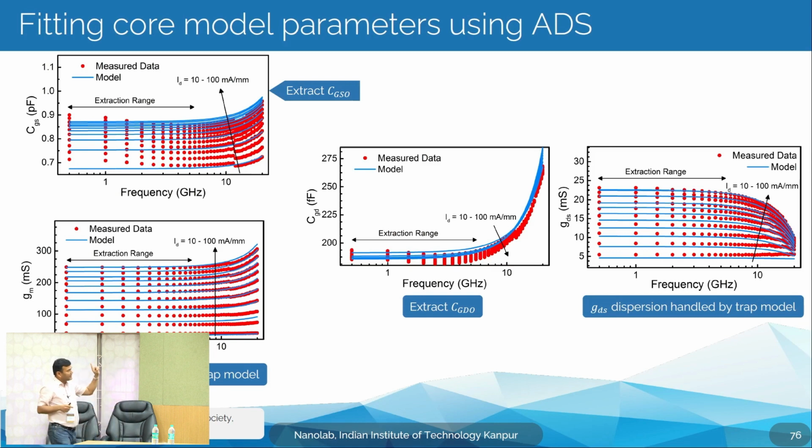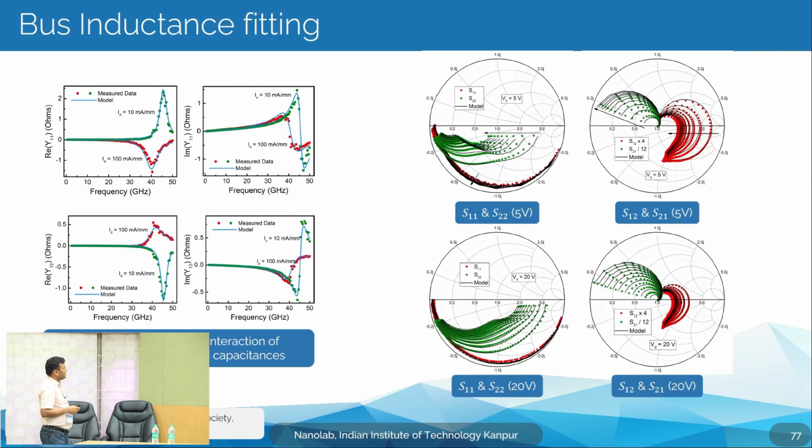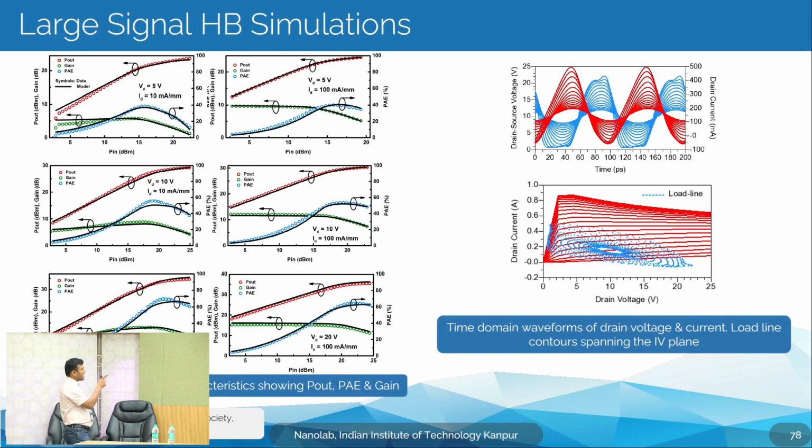So, this is the CGS. When you say CGS, it is the imaginary part of Y12, right. Similarly, GM, this will be the real part of Y21, right, like that, versus frequency, right. So, this is how you can see that you should be able to capture the real measured data, right. And CGD is the imaginary Y12, right, and GDS is the real Y22, right. And this is the bus inductance fitting, where you can again see all the data and also the S11, S12, S21, S22, right.